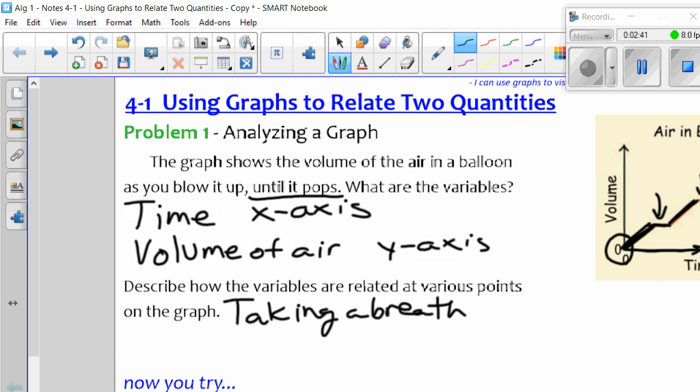The next point that we look at is right here. Remember, at a certain point, I'm going to blow it up until it pops. So it looks like at that point, I blew so much air into it that the balloon pops. Okay, so that's interpreting a graph. What's going on? What are the things that are causing it to happen, whatever it is, and you're able to make a kind of distinction there, okay?